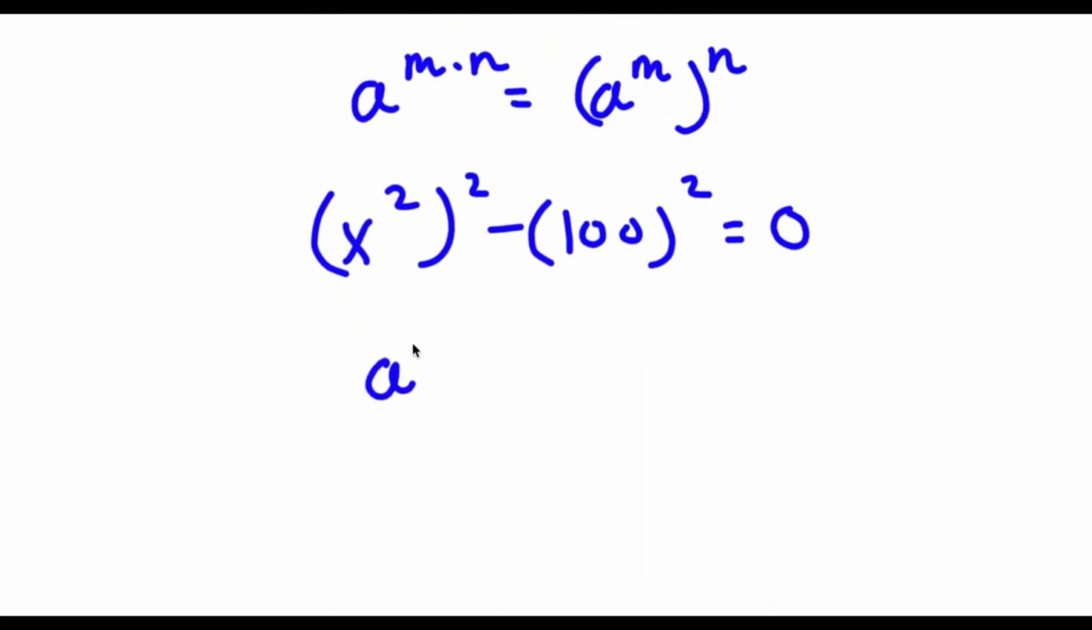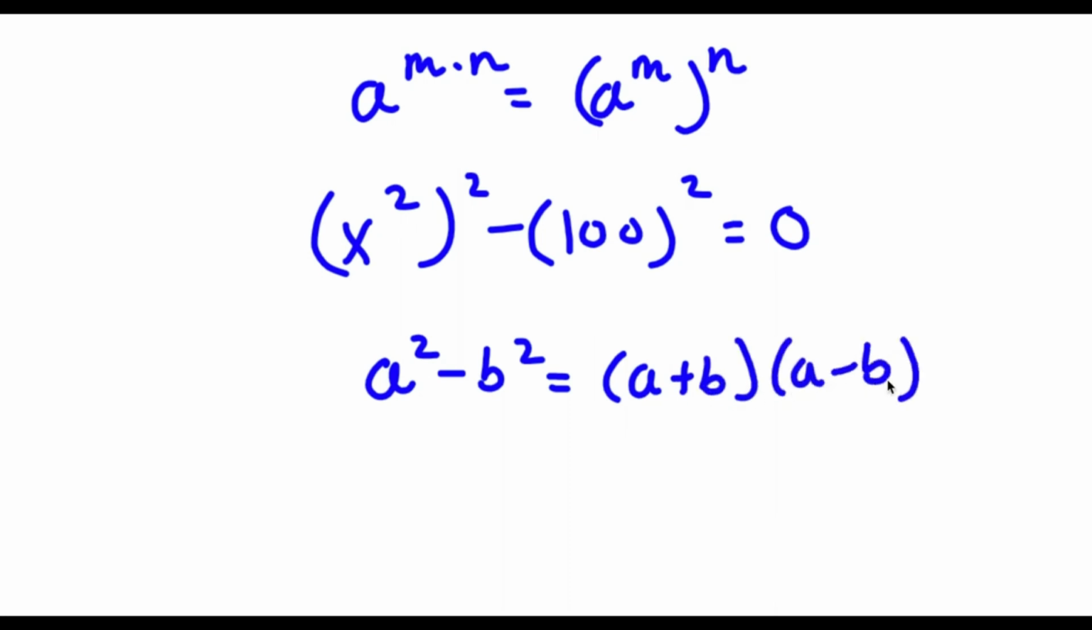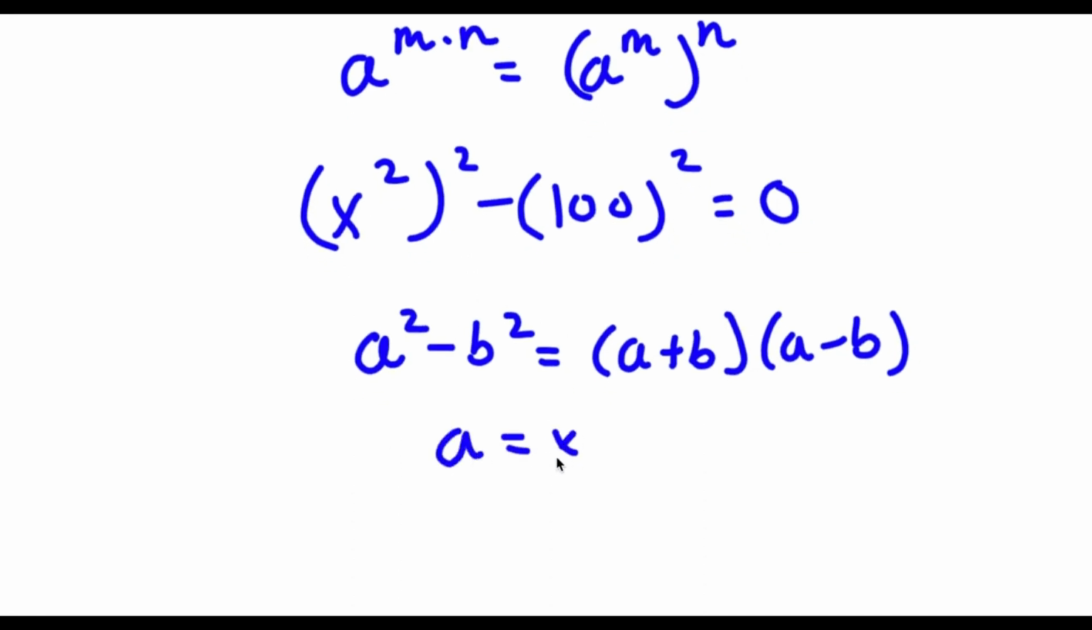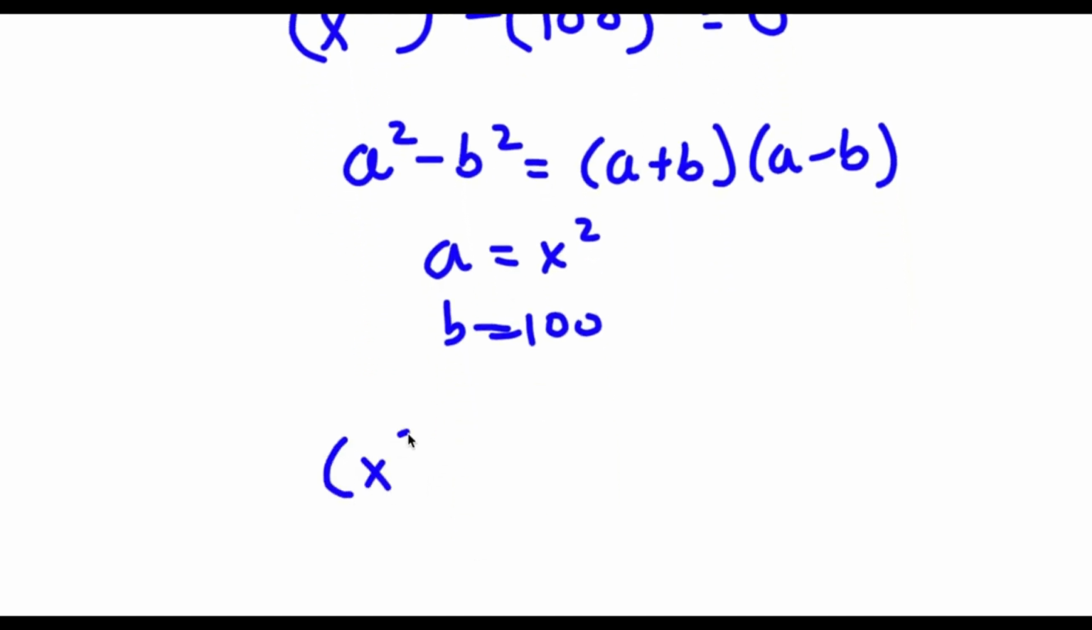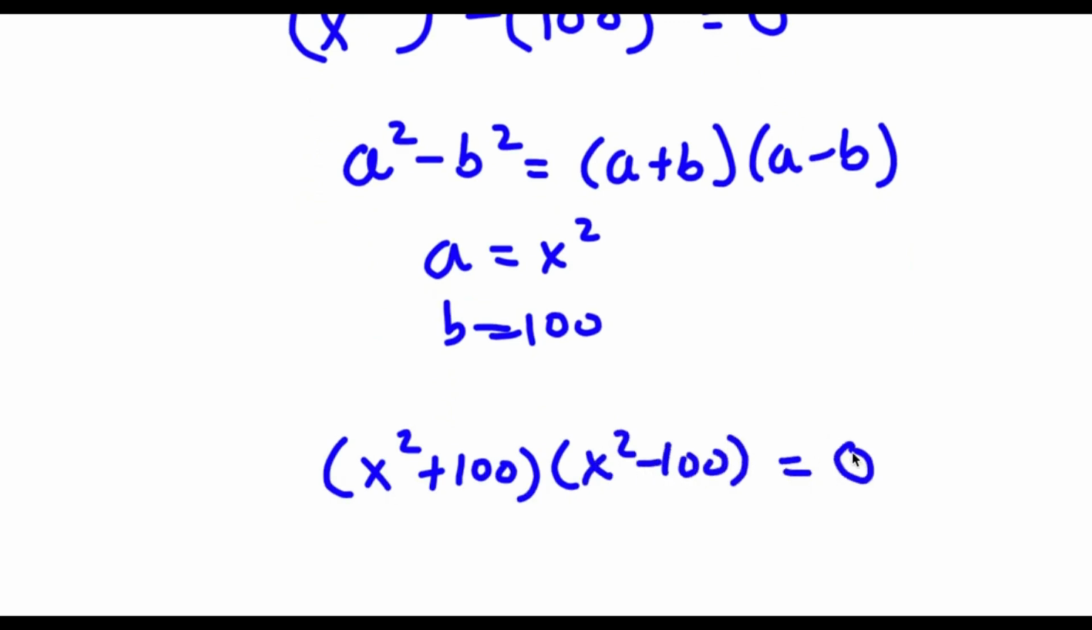Now, if I have something in the form a squared minus b squared, this is equal to a plus b times a minus b. So in this case, a is equal to x squared, and b is equal to 100. So now I have x squared plus 100 times x squared minus 100, and this is equal to 0.